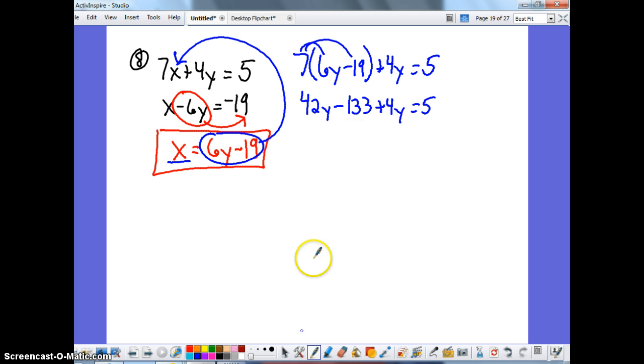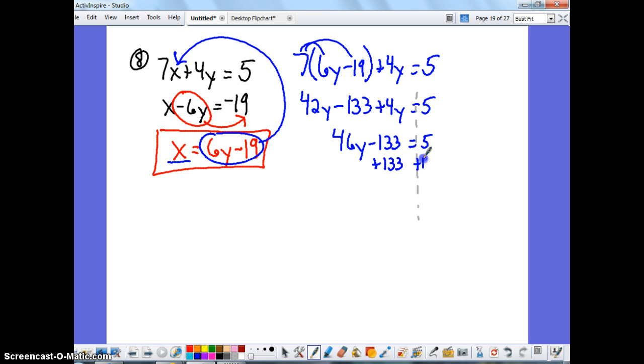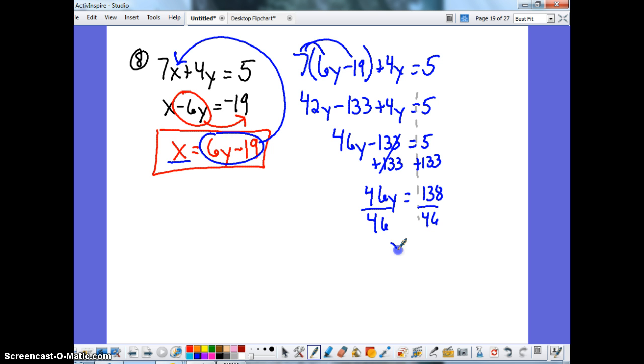When I combine together, again, just like last time here, on the left side here, the 42y plus the 4y gives me 46y. Minus 133 is equal to 5. Add the 133 to both sides. I have 46y now is equal to 138. Divide by 46. And you should get y is equal to 3.